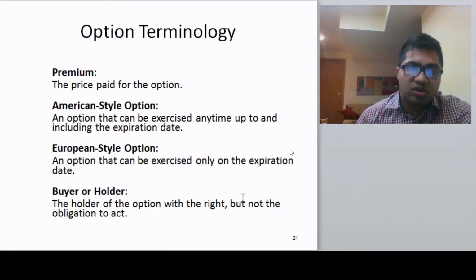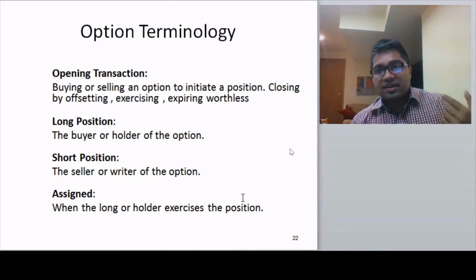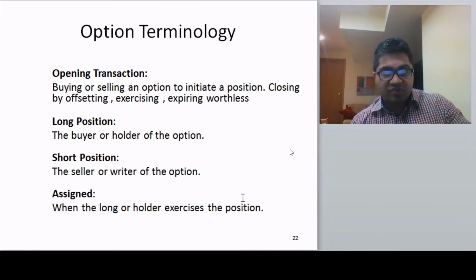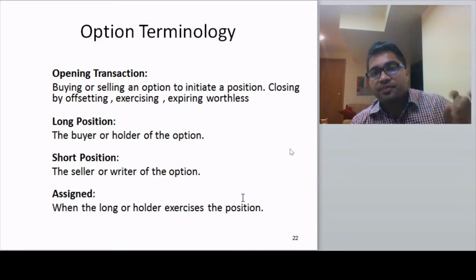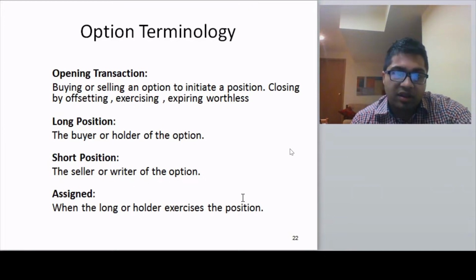Buyer or holder, the holder of the option with the right but not the obligation. Opening transaction, buying or selling an option to initiate a position. Closing, by offsetting, exercising or expiring worthless. So you open a transaction by buying an option, but there are different ways to exit. First, if you have bought a call option, to counter it you can sell a call option to close. Then you can exercise if you are in profit, or you can let it expire worthless, so your premium goes away. Long position, the buyer or holder of the option.